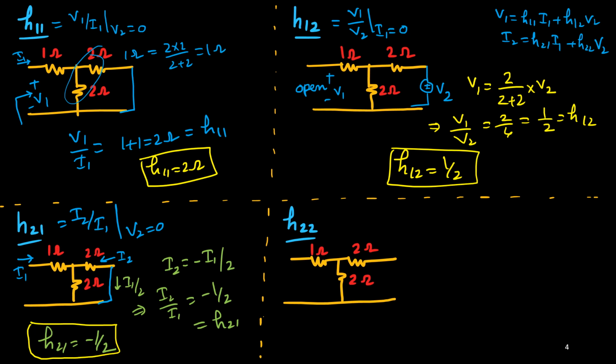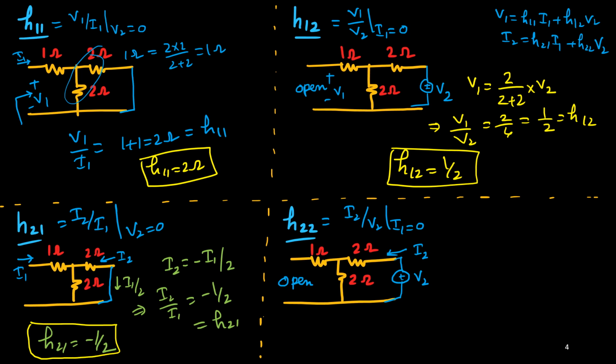Now H22, what is that? From this equation, H22 is I2 by V2 when I1 equals 0. So this is your I2 upon V2 when I1 equals 0. Again, I1 equals 0 means it is open circuit, correct? And then you need to find I2 by V2, so here you apply a voltage source, that is your V2, and the current supplied by the source is I2, and that ratio only.